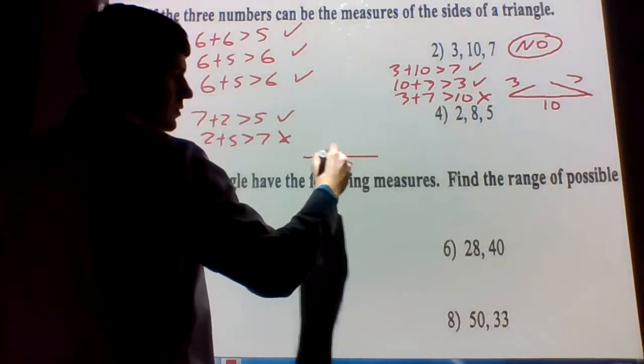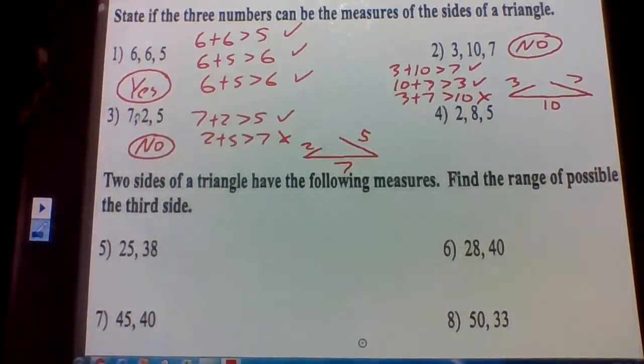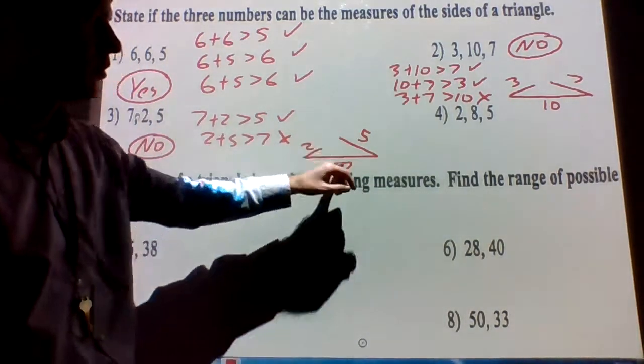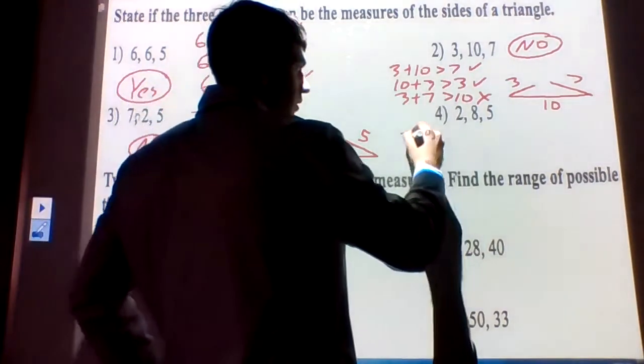Right? If you have a side of 7 and then 2 and 5, right, they're not going to be long enough to meet. These two sides need to add up to more than 7. Okay, over here we have 2 plus 8 is greater than 5.